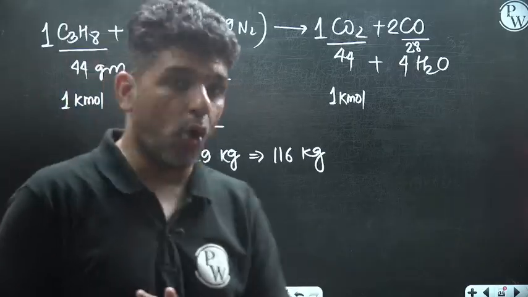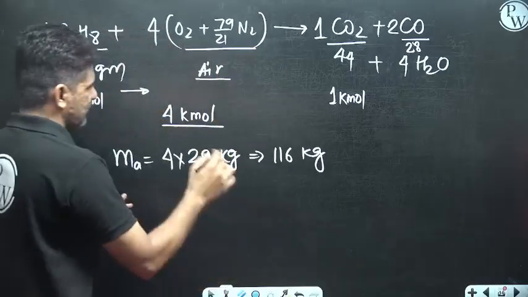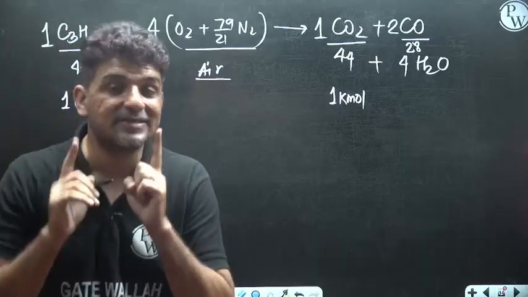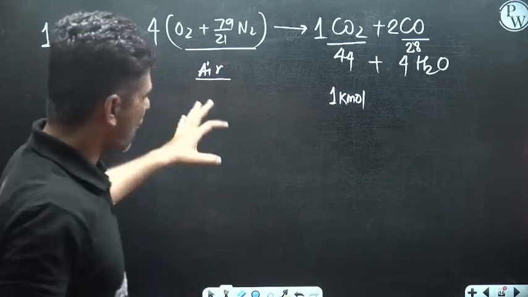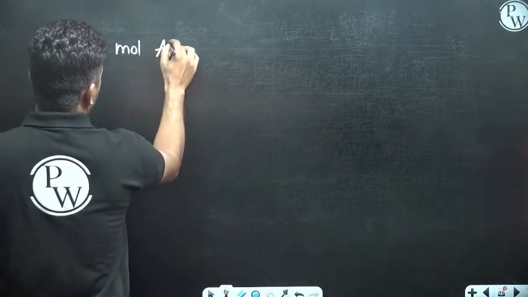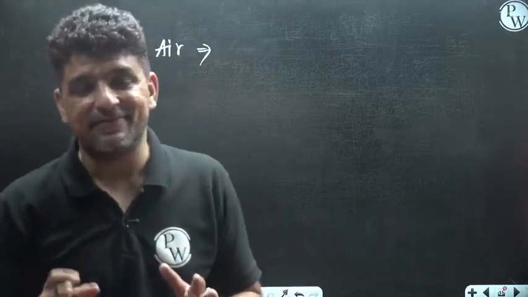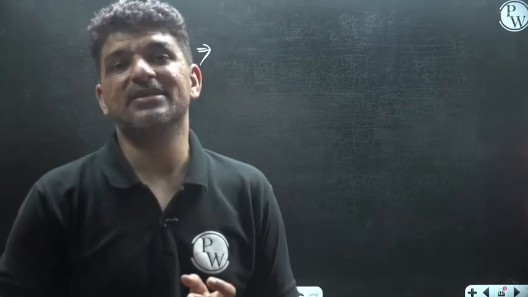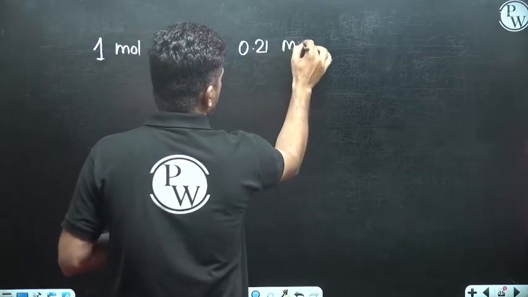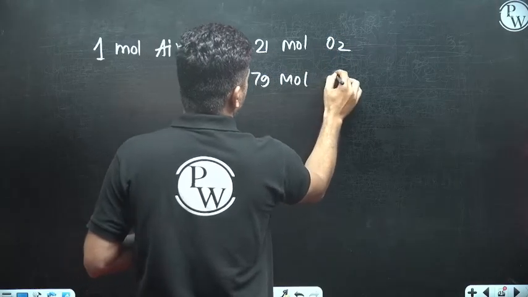Air has 1 mole. Okay, so this is your air. This is not correct. There will not be 4 kilomole of air, we are using 4 kilomoles of oxygen. So 1 mole of air has 79% nitrogen and 21% oxygen. So 1 mole of air has 0.21 moles of O2 and 0.79 moles of N2.